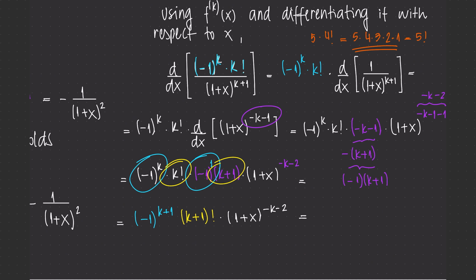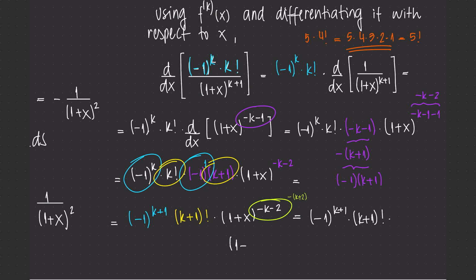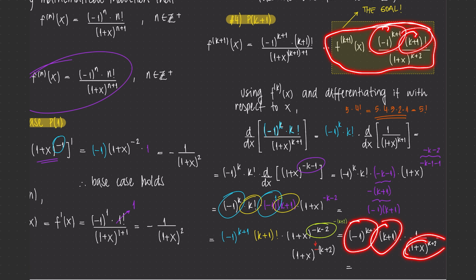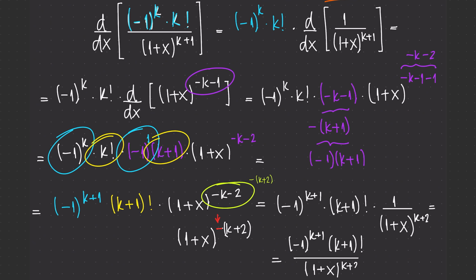And we can, of course, do better than this. Let's rewrite the exponent -k - 2 as -(k + 2) and move this (1 + x) to the denominator so we can replace this negative sign by a positive one. So we have a positive exponent, meaning that we're going to have a division by (1 + x)^(k+2). Now this is exactly what shows up in our P(k+1): (-1)^(k+1) times (k+1) factorial over (1 + x)^(k+2). If you want to write it in that format, you can as well, of course.